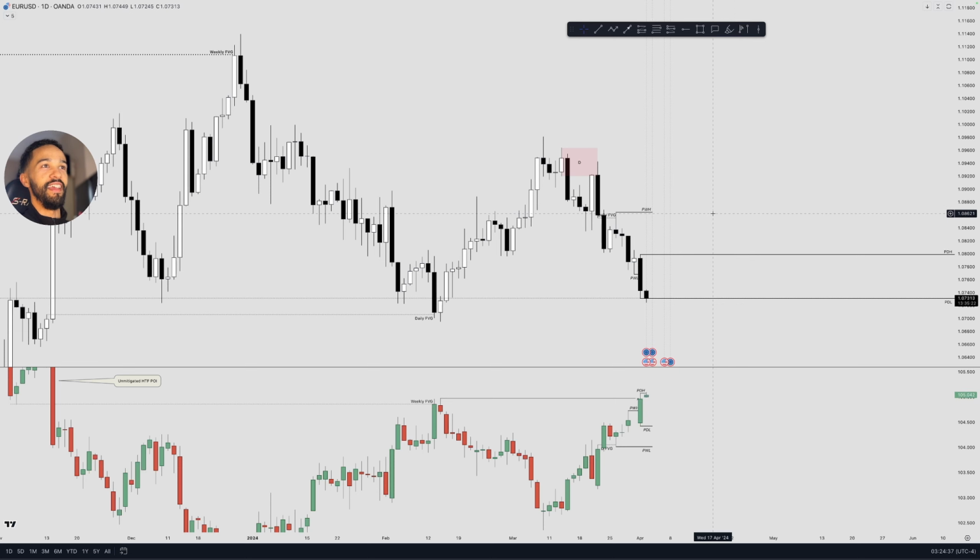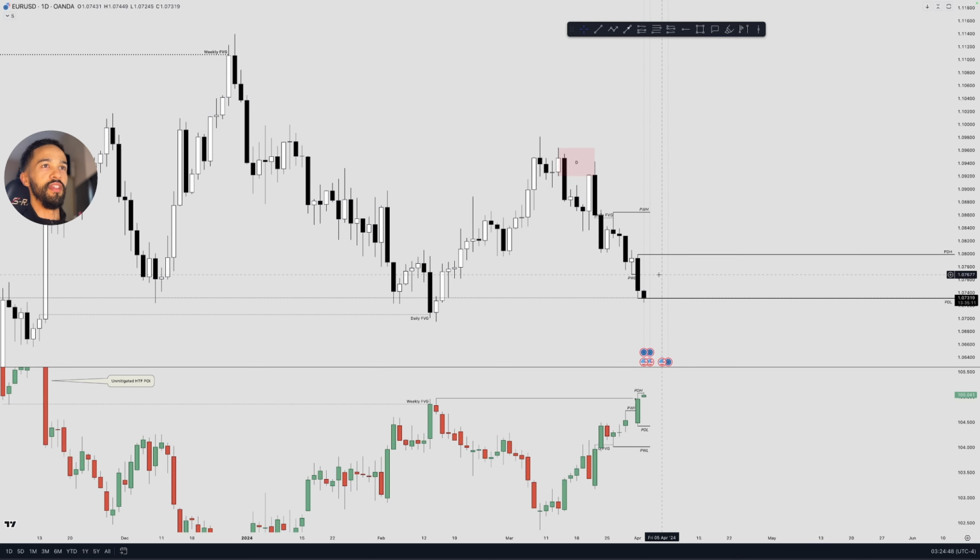Right, here we are on a daily. On the top is EU. On the bottom is DXY as usual. You can see yesterday we continued our bearish trend, our bearish momentum on EU. We closed out with this massive bearish engulfing candle, closing below previous weekly and daily lows.